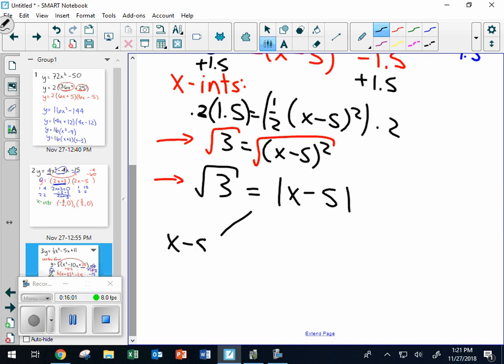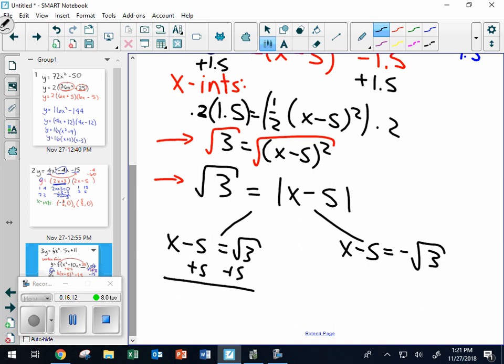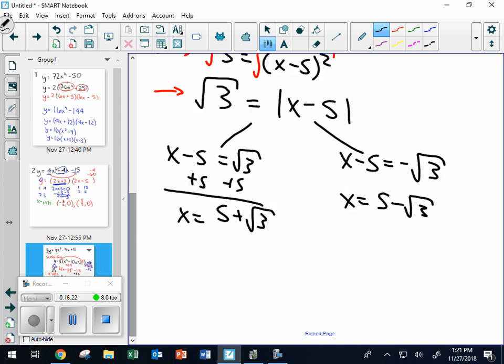From here, we have our two cases of x minus 5 is equal to the square root of 3, and x minus 5 is equal to the negative square root of 3. And if we add 5 to both sides for both of these cases, we will end up with x is equal to 5 plus the square root of 3, and x is equal to 5 minus the square root of 3. You can write it as those two. Otherwise, you can combine them as 5 plus or minus the square root of 3, and they are equivalent.